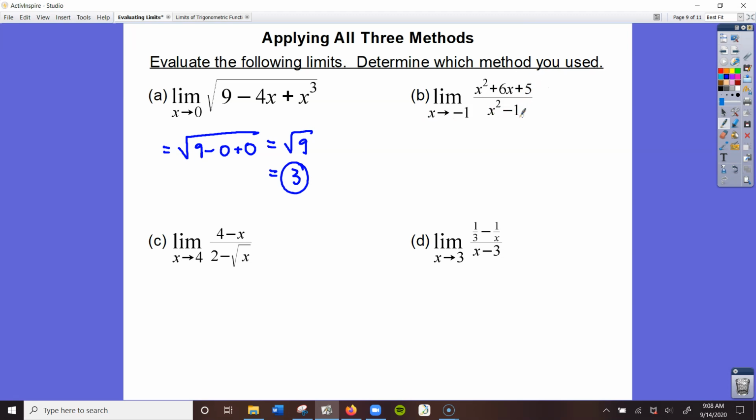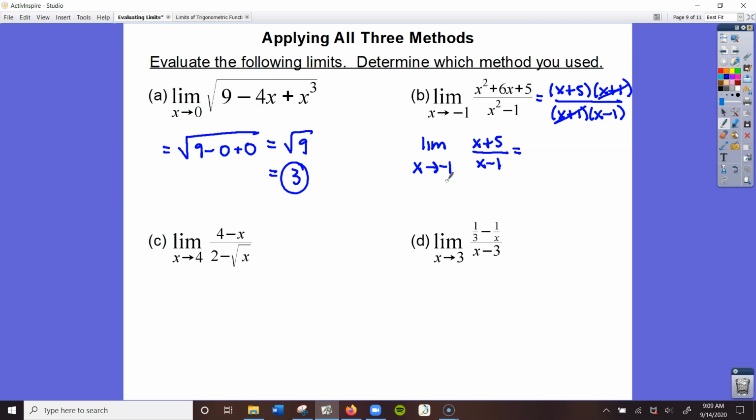So I'm going to go ahead and factor this numerator. x squared plus 6x plus 5 is x plus 5 times x plus 1. x squared minus 1 is a difference of squares, so x plus 1 times x minus 1. The x plus 1's cancel, and so now I can rewrite my limit with my simplified rational function, which is the limit as x is approaching negative 1 of x plus 5 over x minus 1.